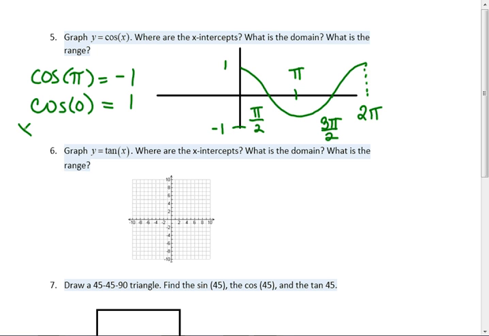So where are the x-intercepts? Okay, this will be a little trickier. It's pi over 2, 3 pi over 2. Where's the next intercept? 5 pi over 2, isn't it? What is mathematics? The study of patterns. What's the next one? 7 pi over 2.